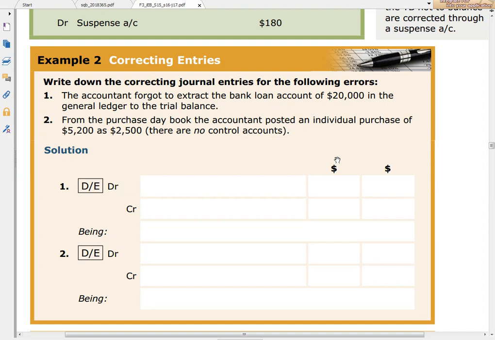All right, so let's do example 2, and you can see it's a very small example. The two errors: the accountant forgot to extract the bank loan account of 2,000 in the general ledger to the trial balance, and from the purchase day book, the accountant posted an individual purchase of 52 as 25. There are no control accounts being kept.